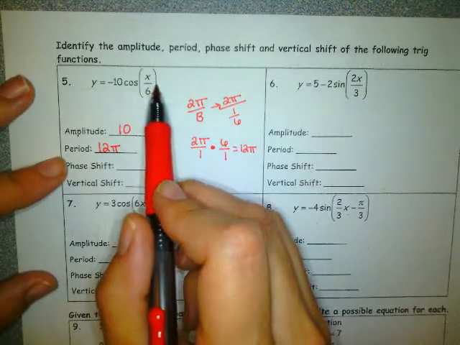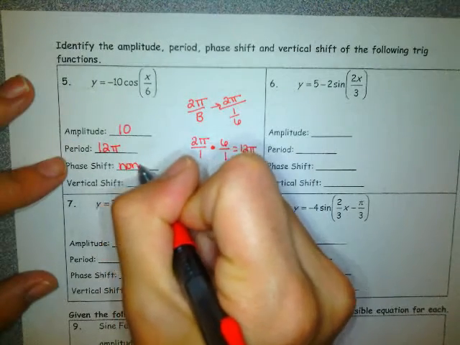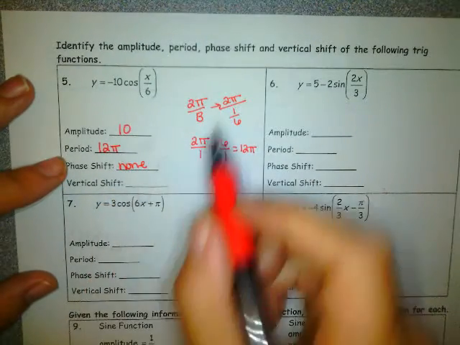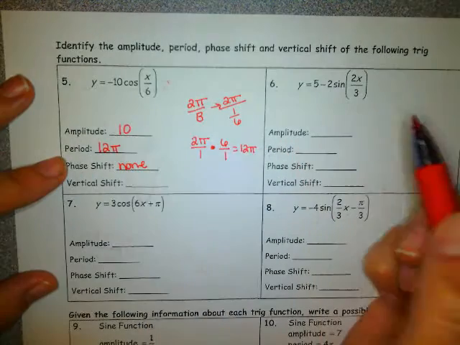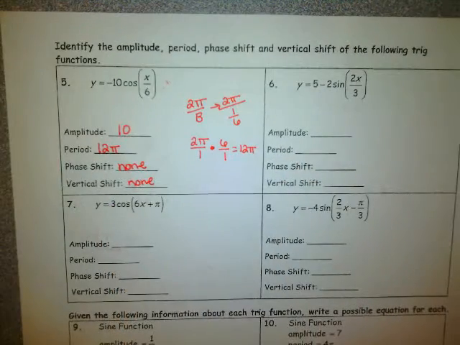Our phase shift has to do with C. We don't have anything after X, so we don't have a phase shift for this one. And then the vertical shift is what's outside at the end of the parentheses, the D. We don't have a vertical shift as well.